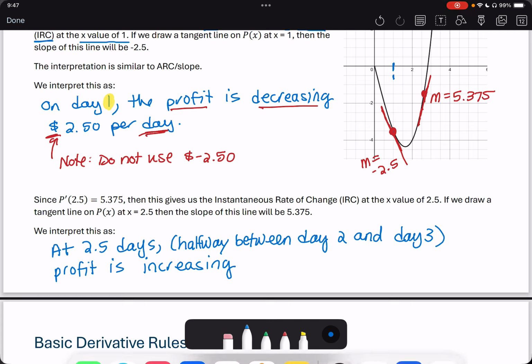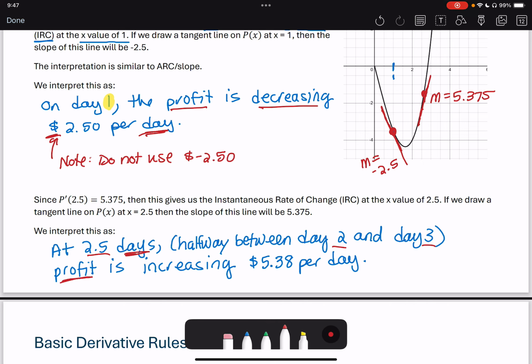And we're just going to round that to 2 decimal places since that's how we generally talk about money. So we would say $5.38 per day. Once again, you need to reference that input value. We need to have that appropriate unit there. We want to reference profit. We want to say increasing since it's positive, and then we want to represent that dollars per day. We have to have all of those parts to correctly interpret this instantaneous rate of change.